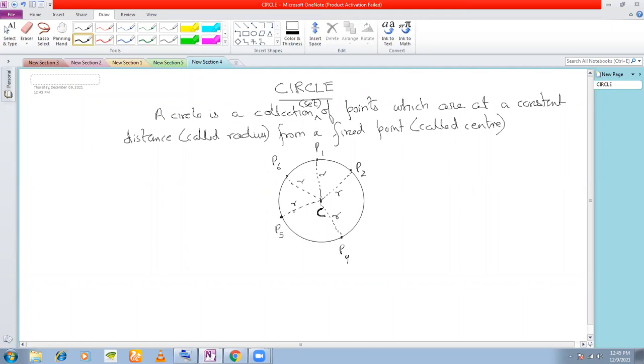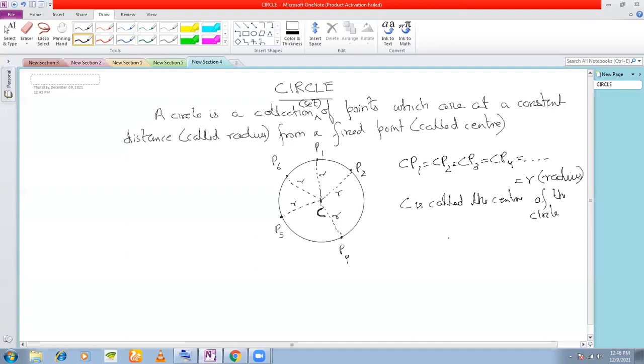Now once we know the definition of the radius, because the distances are the same, CP1 must be equal to CP2, must be equal to CP3, must be equal to CP4, and so on. All these are called radius of the circle. C is called the center of the circle. Once we know about the radius and center of the circle, now we move on to something called the interior of a circle.